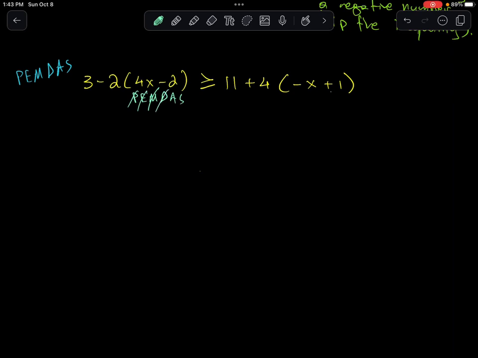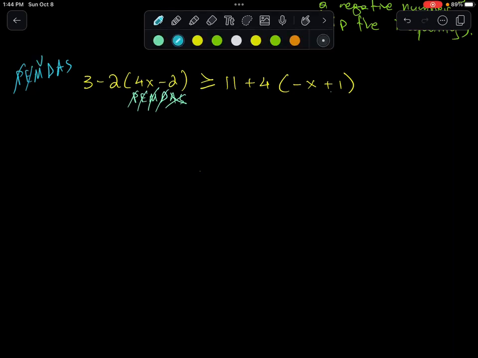Do I have a division? No. Do I have addition, subtraction? Yes, but 4x and 2 are not like terms, so I can't add or subtract. Therefore, going outside, looking at the outside PEMDAS that governs the whole left hand side, there's nothing to do when it comes to the parenthesis. I move on to the next letter. Do I have an exponent? No. Do I have a multiplication? Yes.